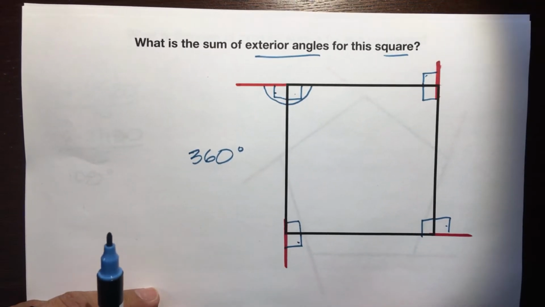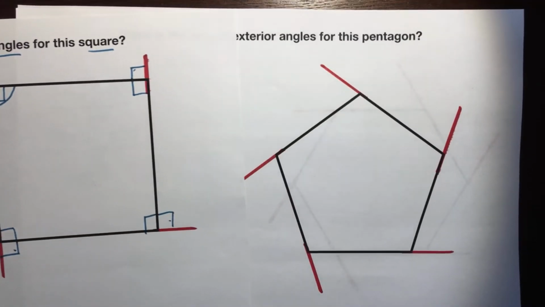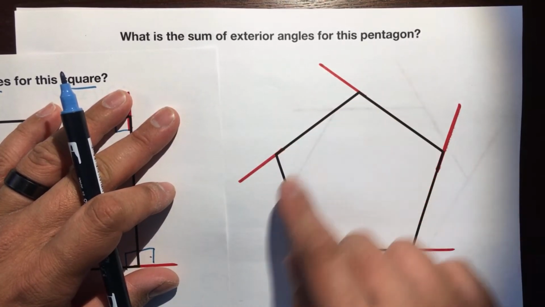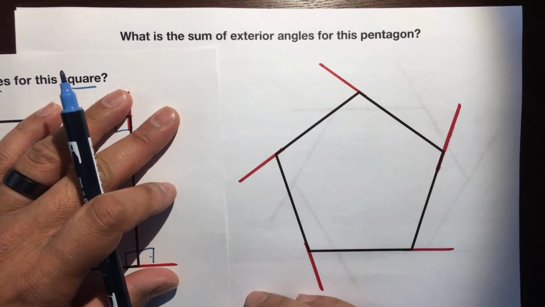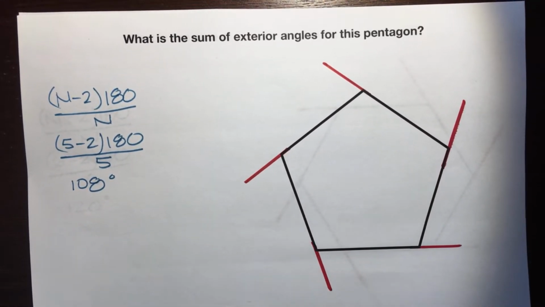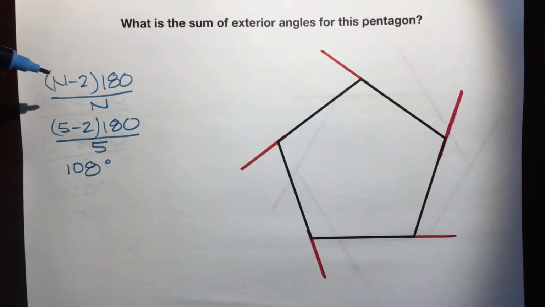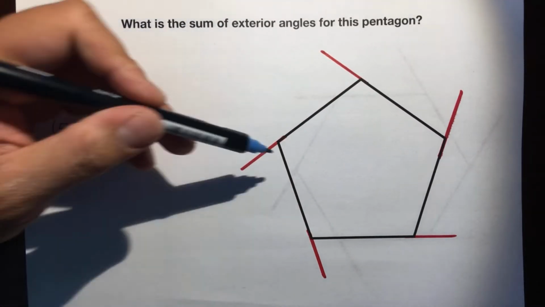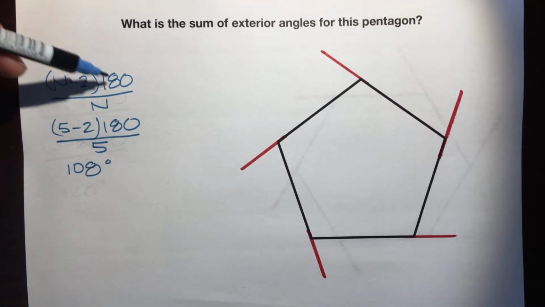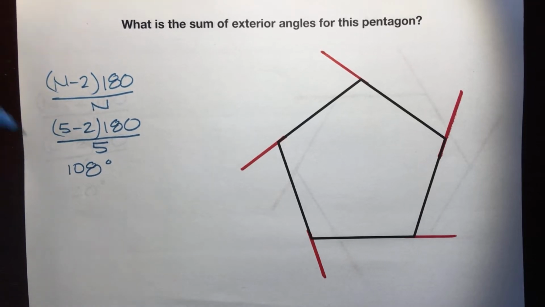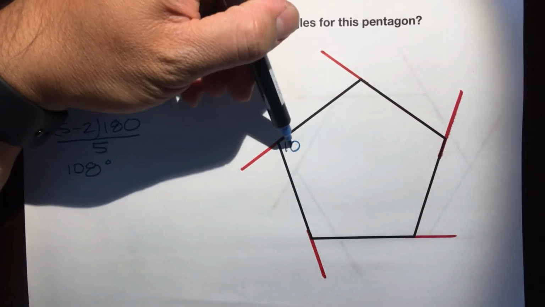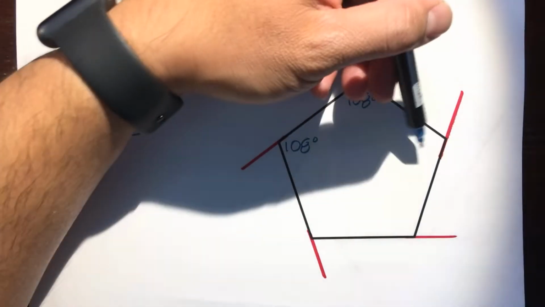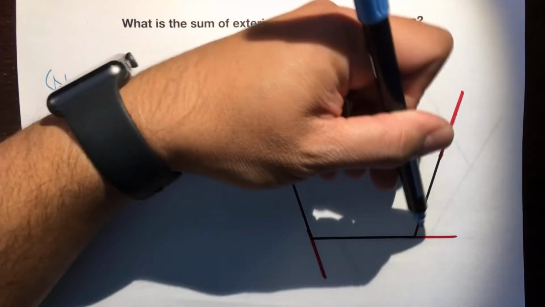Okay, easy enough. Now here's the next one. I'm going to cover it up. It says, what is the sum of exterior angles for this pentagon? And I'm not going to show you how I did it, I'm just going to show you what I did. I used this formula, n minus 2 times 180. Because this was a regular pentagon, I figured out that each of these angles, using the one interior angle in a regular polygon formula, was 108 degrees. Again, if you're unfamiliar with this formula, watch the previous video.